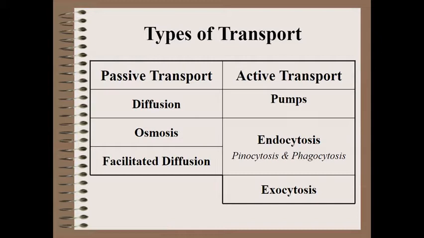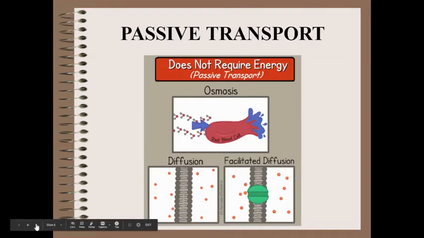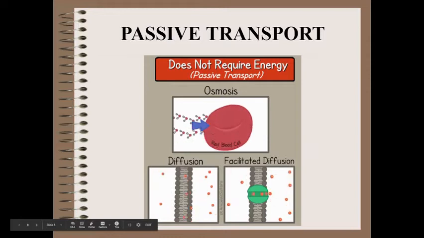So there's two main groups of transport. There's passive transport, and the examples of that are diffusion, osmosis, and facilitated diffusion. And then the other category is active transport, and that would include pumps, endocytosis, and exocytosis. We'll start with passive transport.